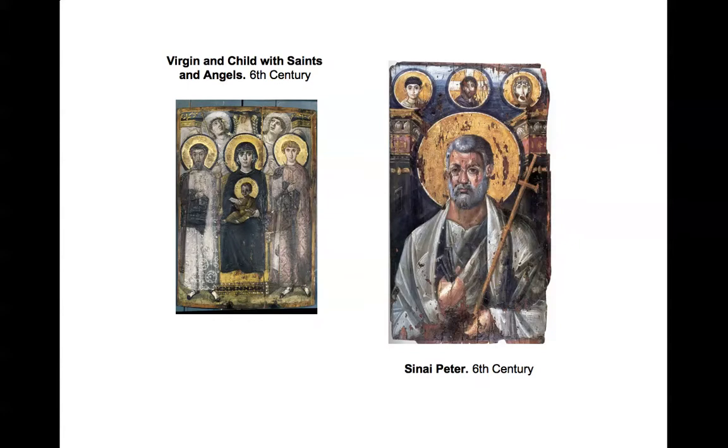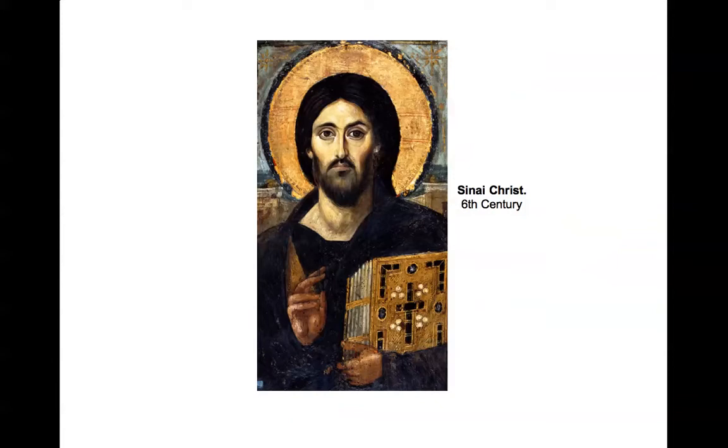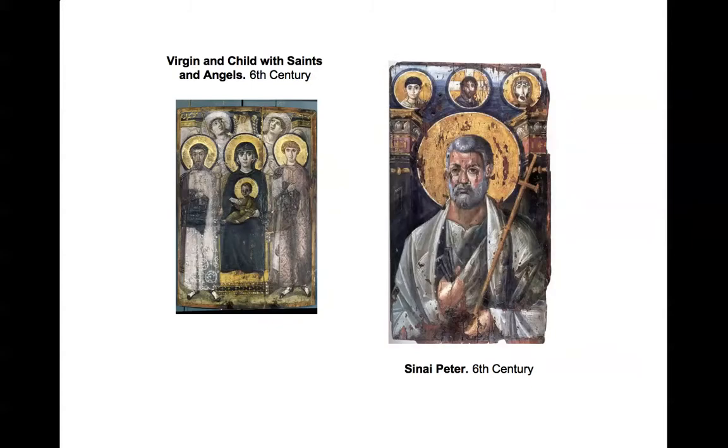So the Sinai Christ that we saw back here is from Mount Sinai, and the Sinai St. Peter and Theotokos and Child with Saints show Roman-style paintings, but the saints in the front here are more stylized. There's less modeling and shadow. They're more flat. So in this icon, there's the use of at least two styles at once going on.